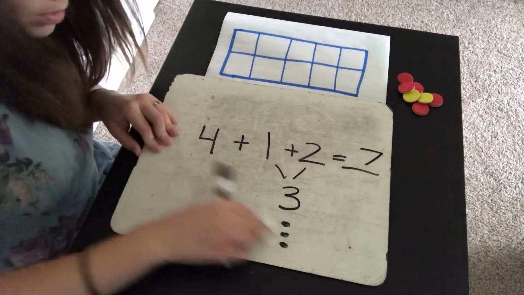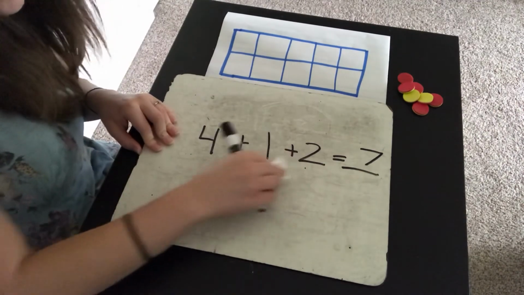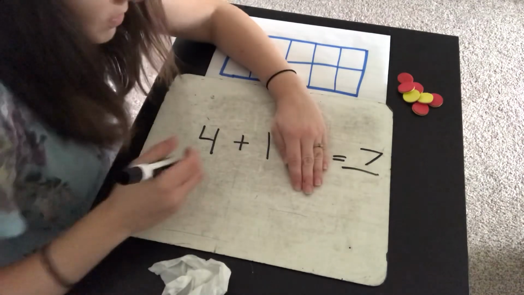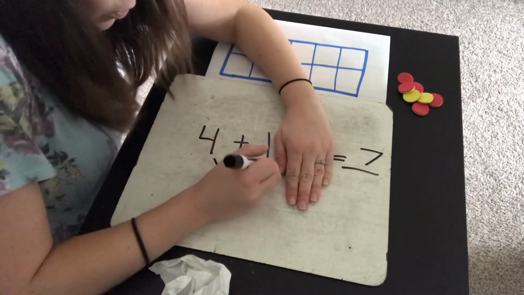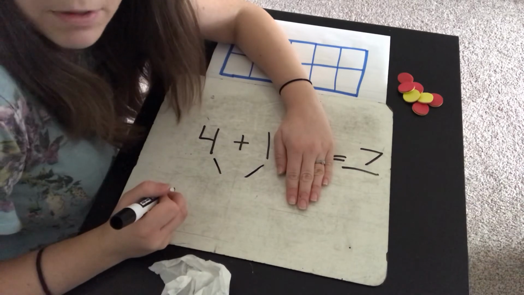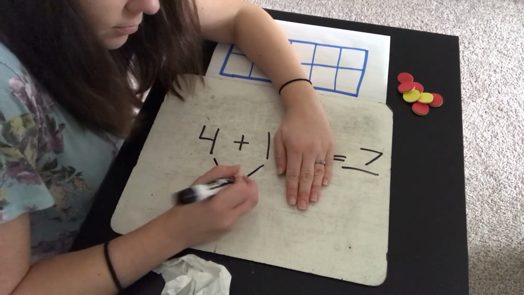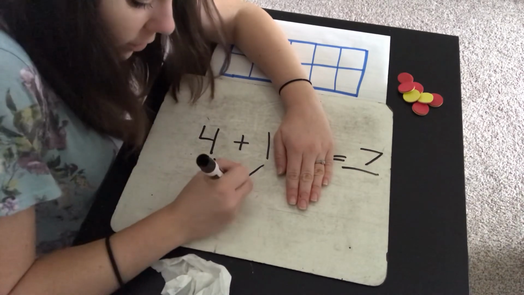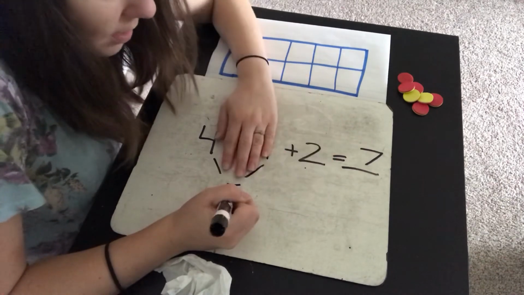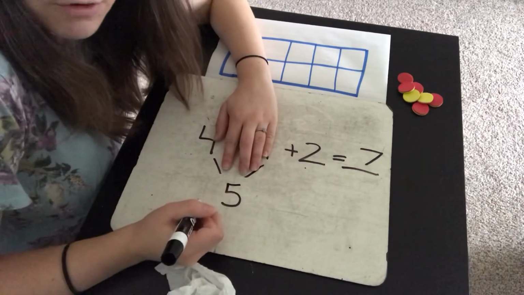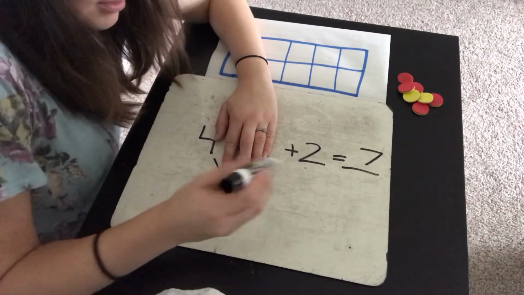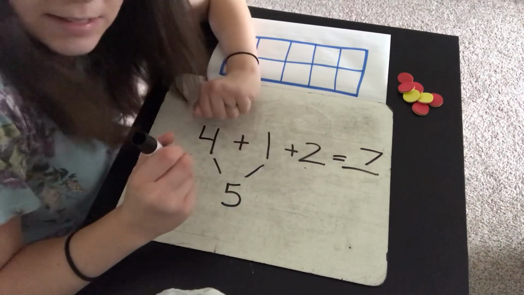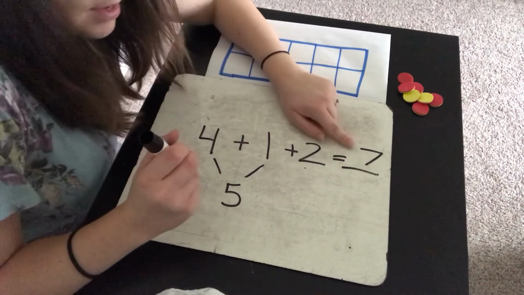Now, you could, instead of grouping in a different order, just go down the problem and solve it also. So you could look at the first 2 add-ins. 4 plus 1. 4 plus 1 equals 4, 5. And then 5 plus 2 equals, let's see, 5, 6, 7. So no matter which order I added these add-ins in, the sum is still 7.